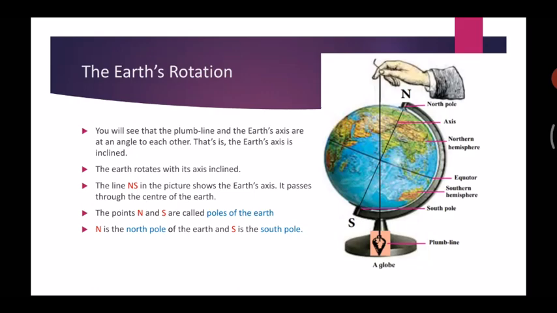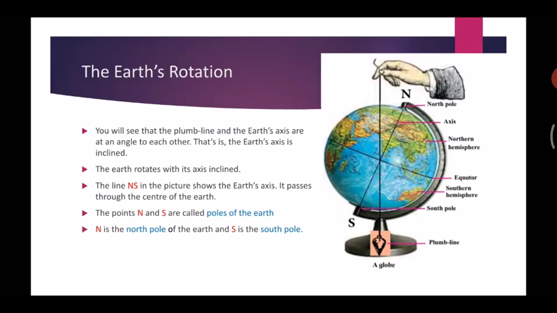If you look at the plumb line, it is a straight line. Can you see the plumb line? It's a straight line. Whereas the axis, that is the imaginary line. We already learned what an axis is. Axis is an imaginary line around which an object moves. So in this case, our Earth is moving around an imaginary line which is called the axis, and this axis of the Earth's rotation is not straight, it's inclined, that is, it's slanting, it is slightly tilted. Tilted means slanting. So the Earth rotates with its axis inclined.